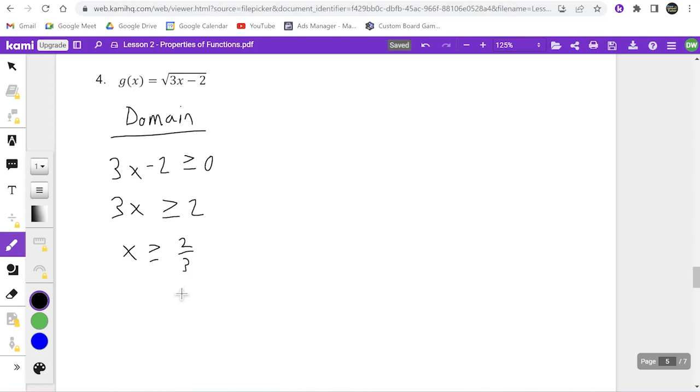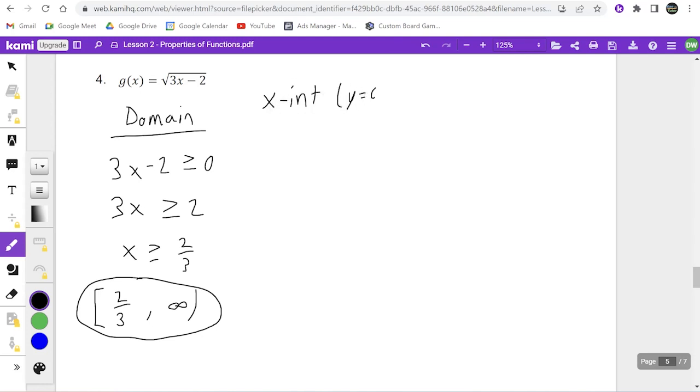How would I write that in interval notation? I would say the lowest point you can have is 2/3, and the highest point you can have is infinity. Infinity always gets parentheses, and the 2/3 would get a square bracket because I said greater than or equal to, so I do include it. So that's it for the domain. Next, I skip range because I don't have the graph yet.